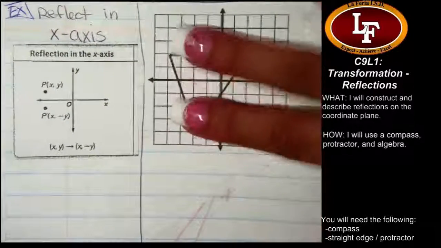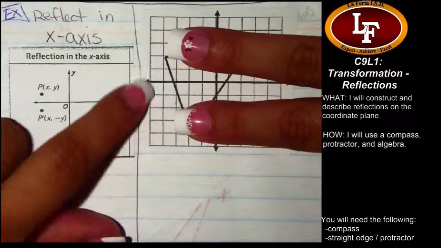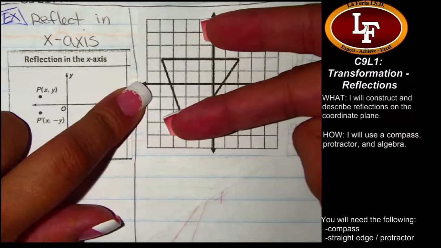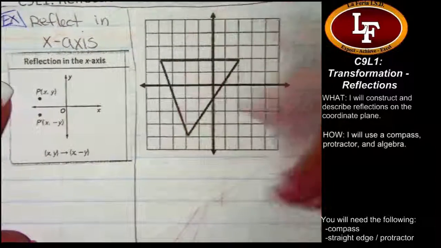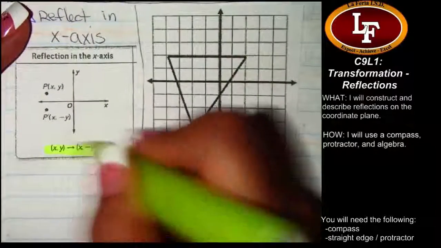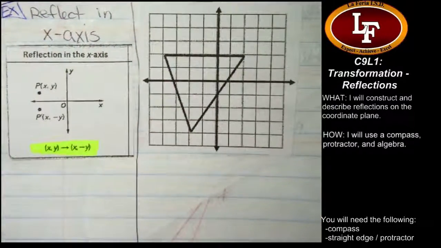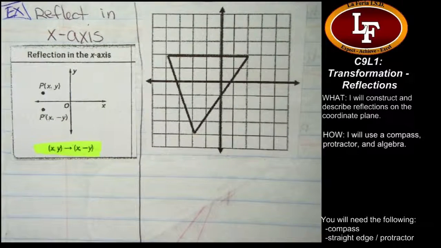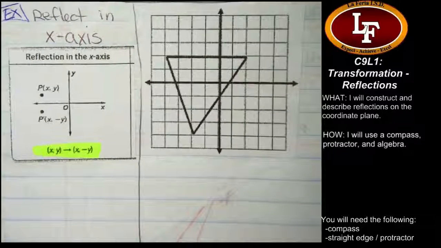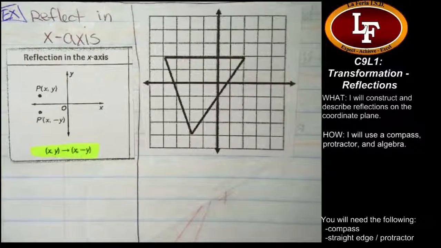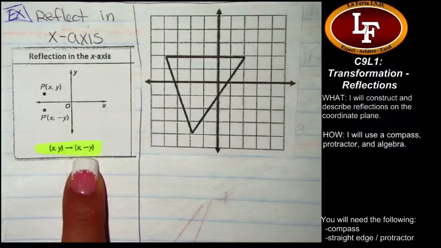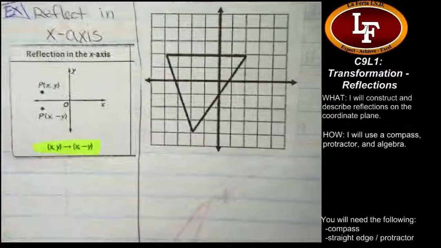which means this triangle is going to flip over this line right here. It's going to go whoop, like that. Okay? Now I want you to take a really close look at this algebraic notation for the reflection. What do you notice that's changing about those coordinates? Negative y. The y gets a negative. Keep that in mind, okay? The y is going to get a negative.